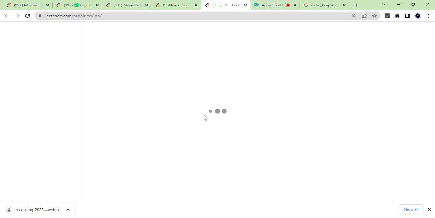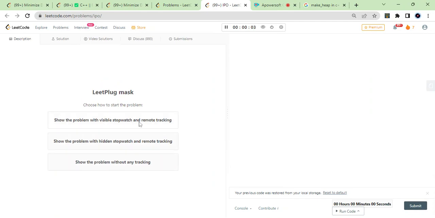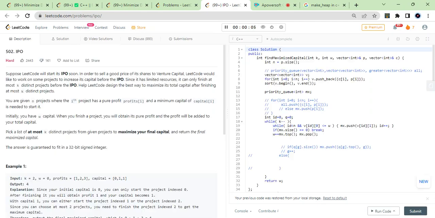So now we are doing yesterday's daily LeetCode problem. This is IPO, and this is a very famous problem also. So let's start with this one.